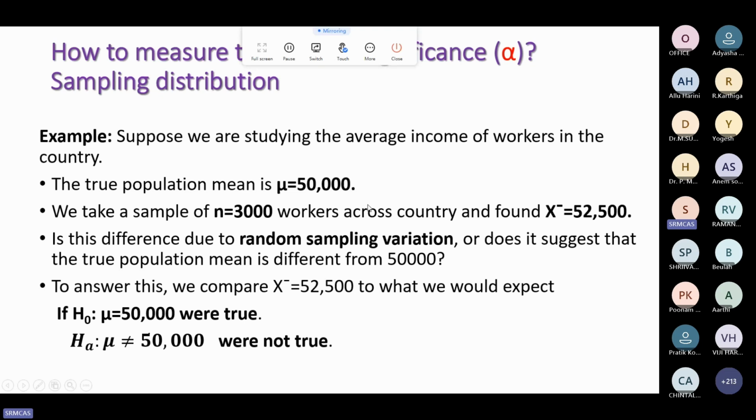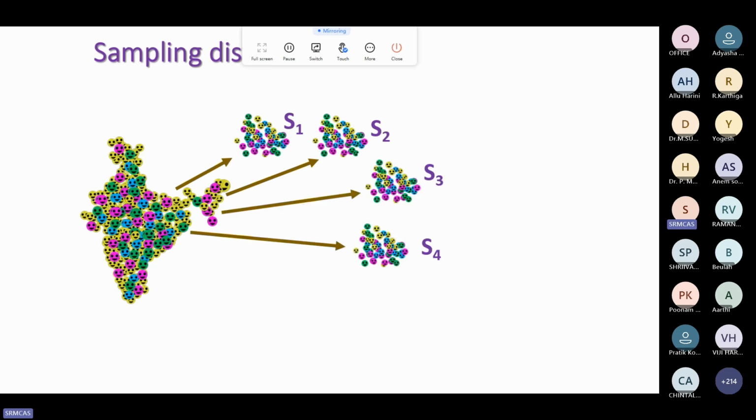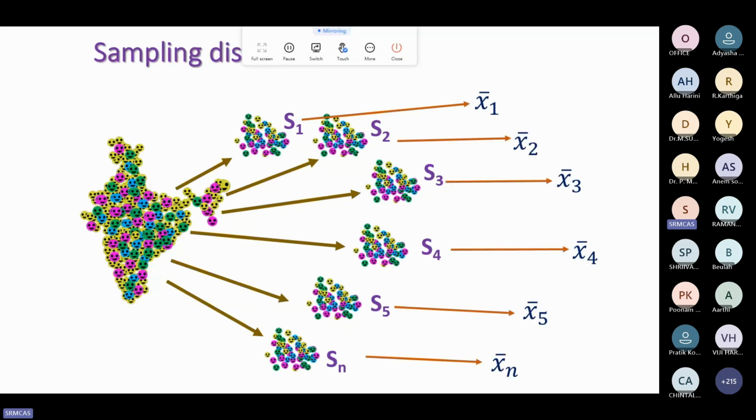So for example, let me explain here. If we take a population, if you take n number of samples from a population like this, we can estimate different kinds of average for each sample. Okay. So it is not necessary for each sample to be equal to the population parameter mu. Okay. So there will be some sampling distributions.